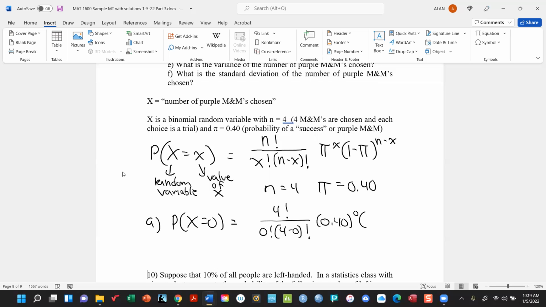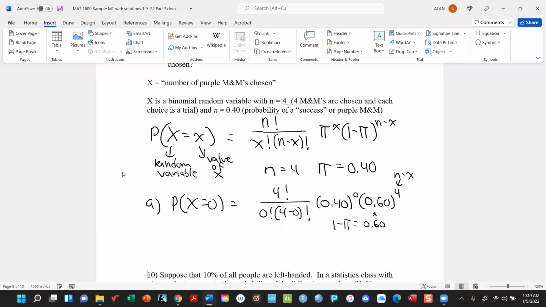Now here I'm going to put 0.60. Just be aware that 1 minus pi is 0.60. And n minus x is 4, because it's 4 minus 0. Okay, so that's where these are coming from. In other words, if pi is 0.4, 1 minus pi must be 0.6. And this exponent n minus x must be 4 minus 0, which is just 4.